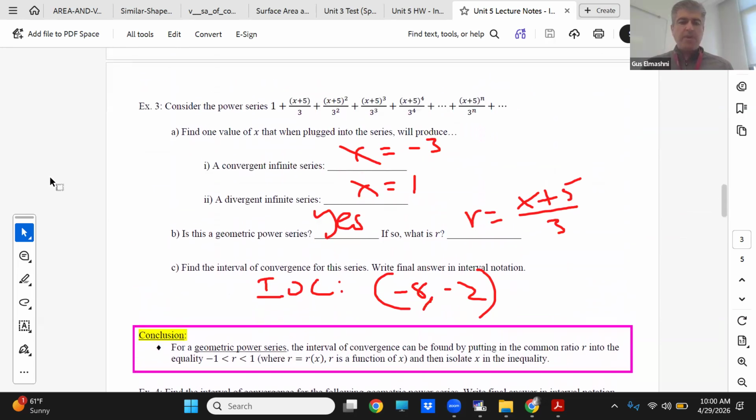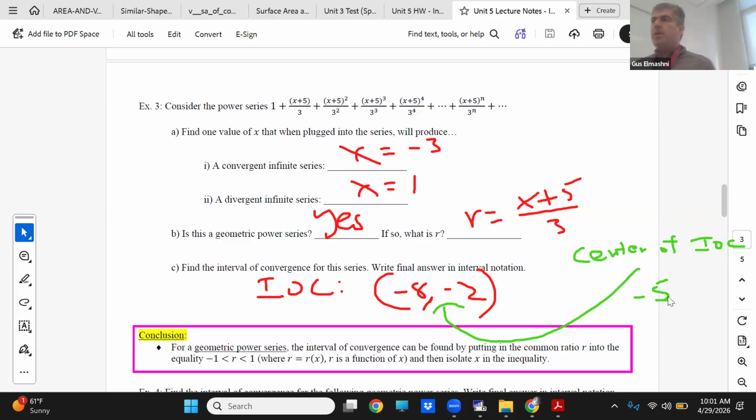The other thing we want to do too, which I need to mention, is find the center of the IOC. And what would the center of the IOC be? Yep, -5. That will matter tremendously in AP Calc BC when you do the series unit, because you'll be given a series centered at this X value and a bunch of stuff you have to do with it. It's pretty obvious it's -5 because it's 3 away from both endpoints. So again, it's not that hard.